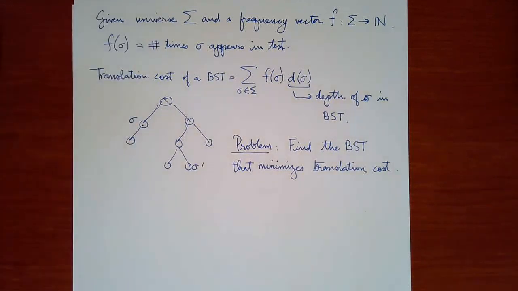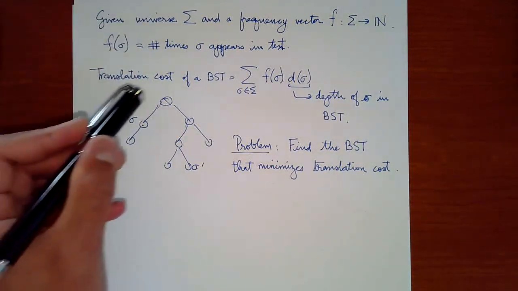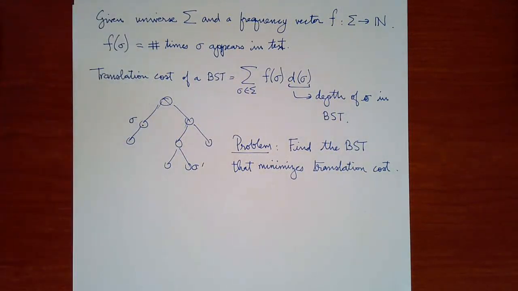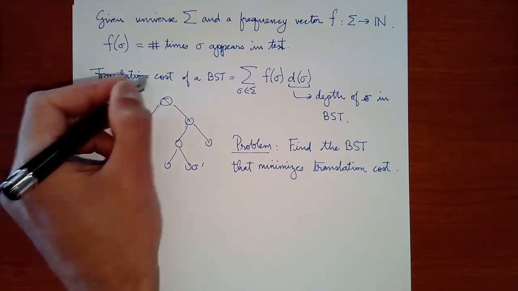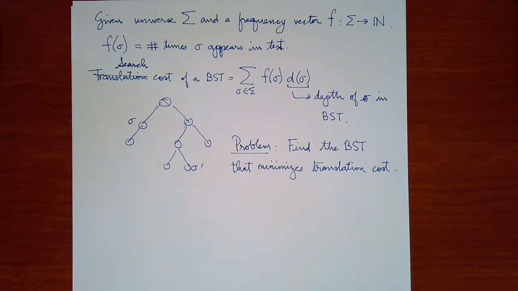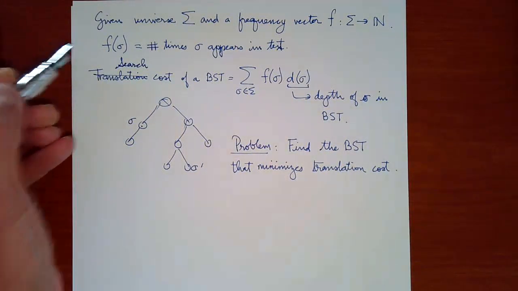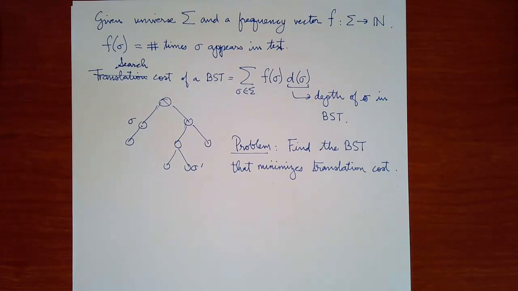You just have a universe and you're trying to build a binary search tree on the universe to minimize what I'm calling the translation cost. Instead of translation cost, you can also call it the search cost. It's technically the expected search cost over this distribution. From a more statistical viewpoint, it's the expected search cost according to this distribution of keys.